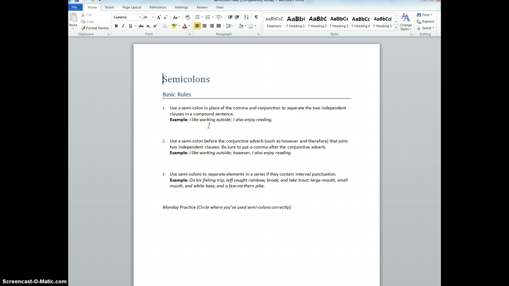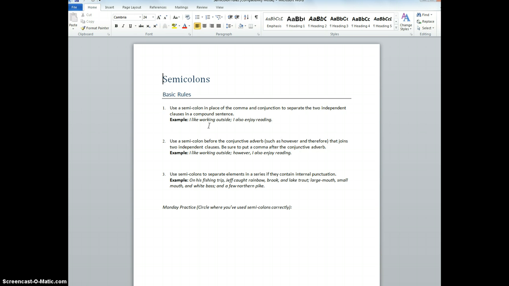Second rule, very related to the first. Use a semicolon before the conjunctive adverb. Conjunctive adverbs can be words such as however and therefore that join two independent clauses. Then be sure to put a comma after the conjunctive adverb. So in your example sentence, it says, I like working outside; however, I also enjoy reading.